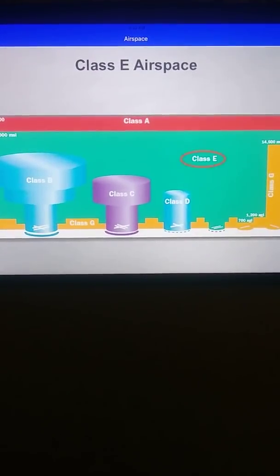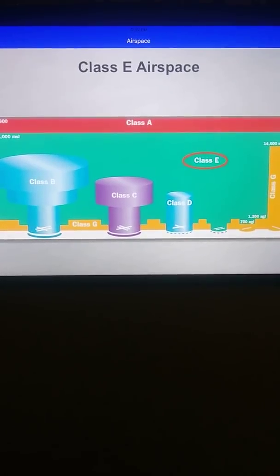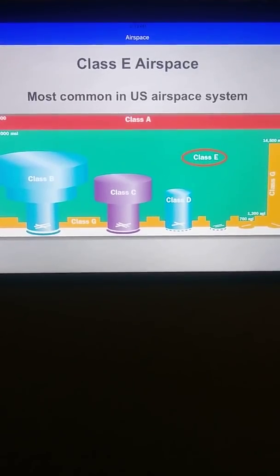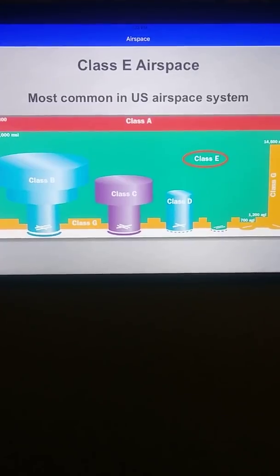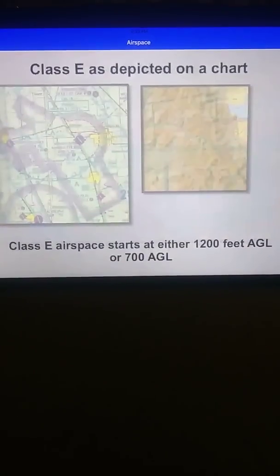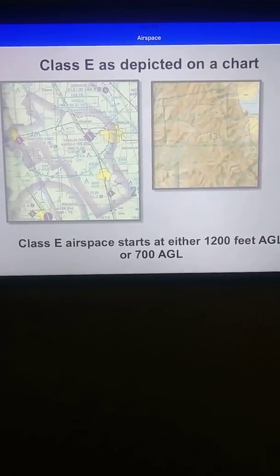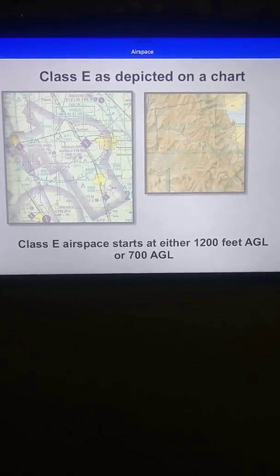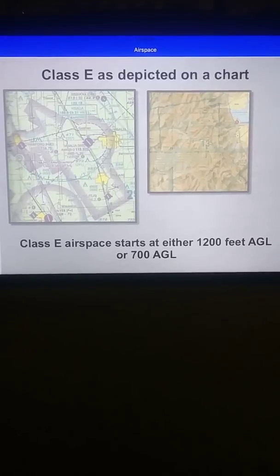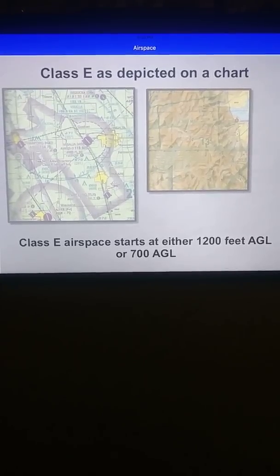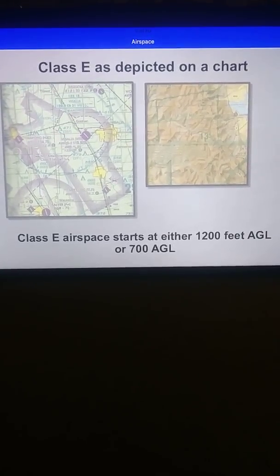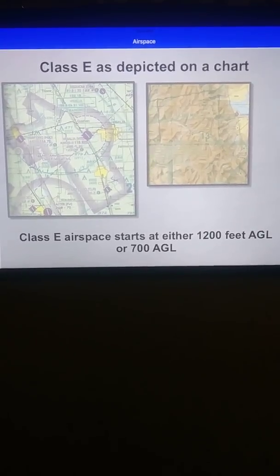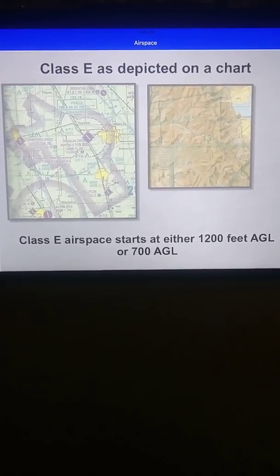On this slide, you can see that the Class E airspace is almost everywhere the other airspace is not. It is the most common airspace in the U.S. airspace system. Class E airspace starts at either 1,200 feet AGL or at 700 feet AGL unless it's charted in a different way. If you see nothing on the chart that would indicate Class G at an unusual altitude, then you can assume that Class E starts at 1,200 feet AGL.